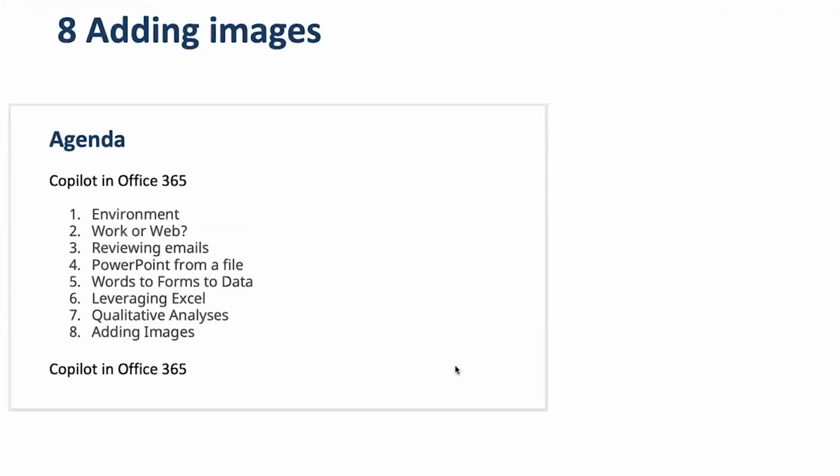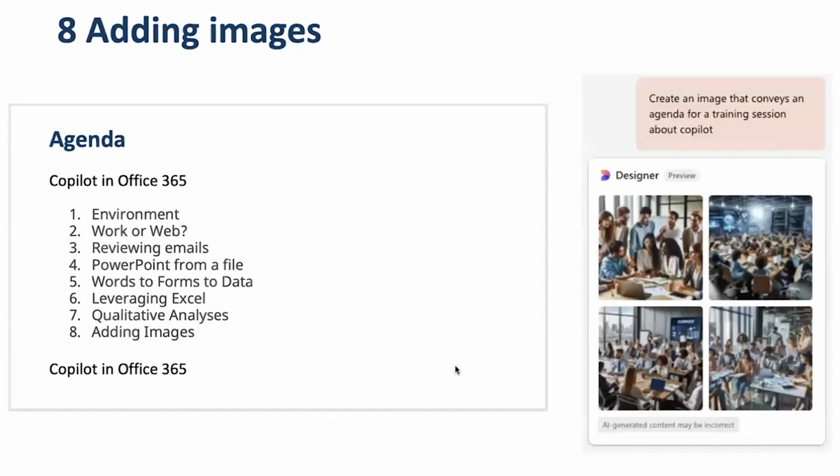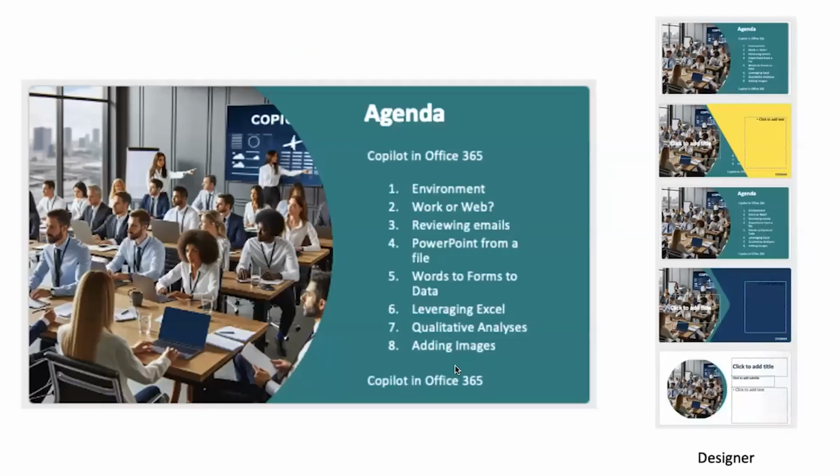Final 8th tip, and this is just a very high level thing that we're rushing through today, adding images. So when I first created today's presentation, that agenda slide looked like this. So I asked in PowerPoint Copilot and said, create an image that conveys an agenda for a training session about Copilot. And it came up with 4 suggestions. I picked one of those suggestions, and then I used Designer, which isn't Copilot, but is artificial intelligence, to pick a layout for that page as well.